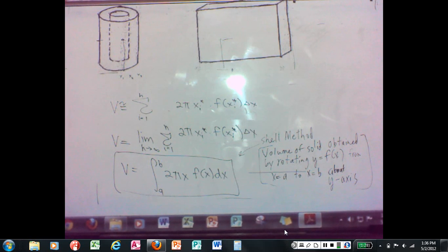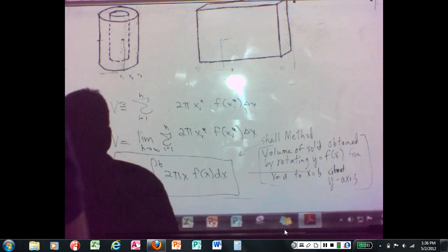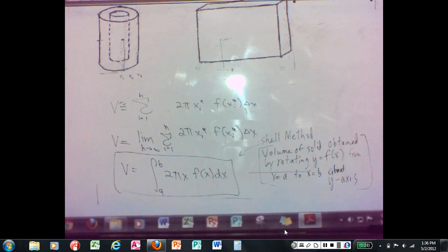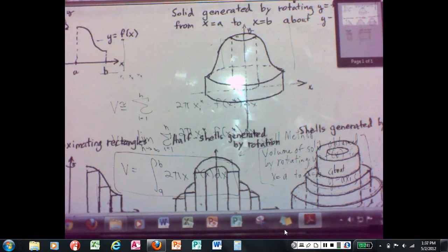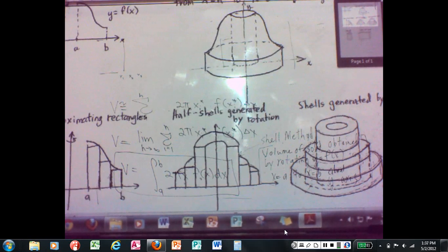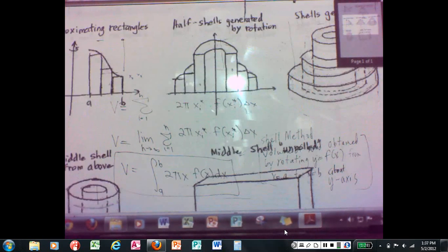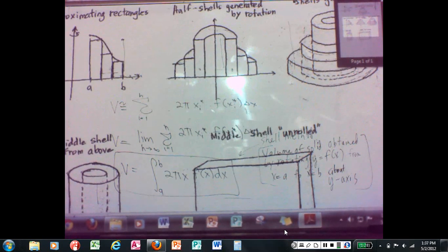That's the shell method. Now, the other thing to note there is that, again, I'm stressing this. F of x is rotating around the y-axis. Or we can do an f of x rotating around the x-axis.